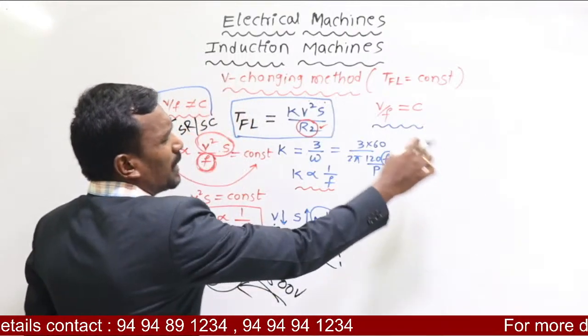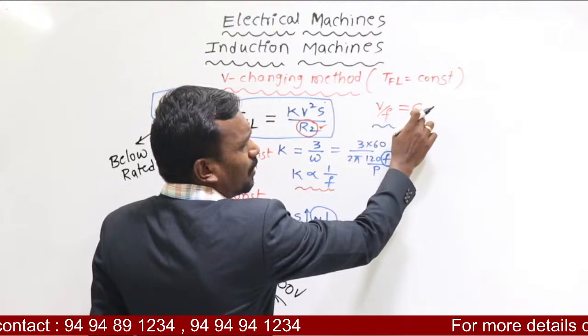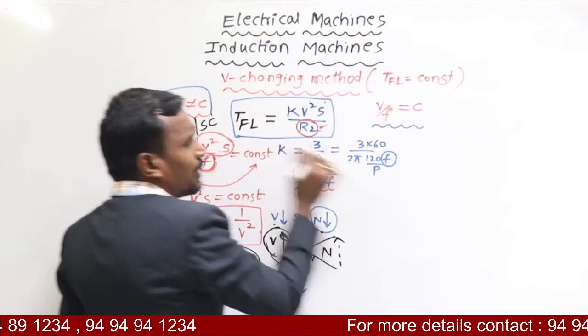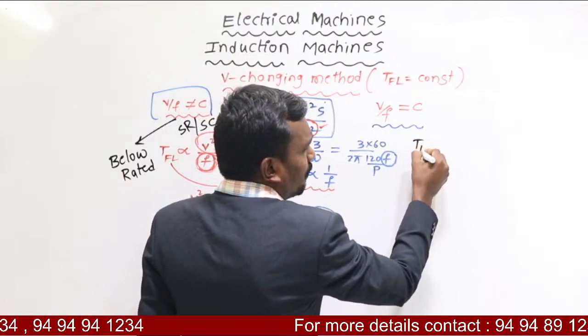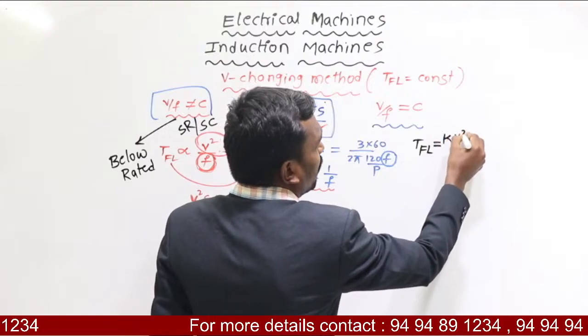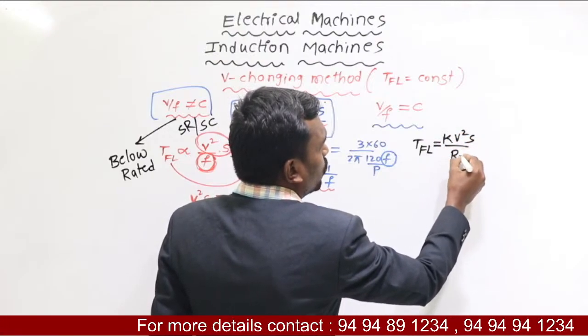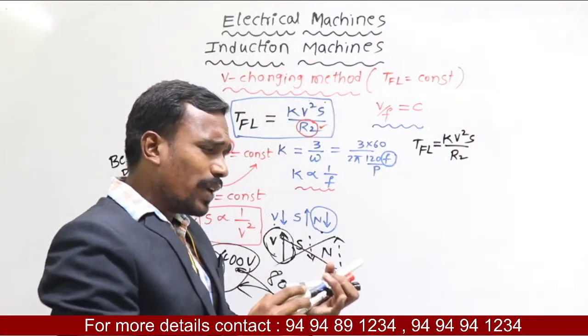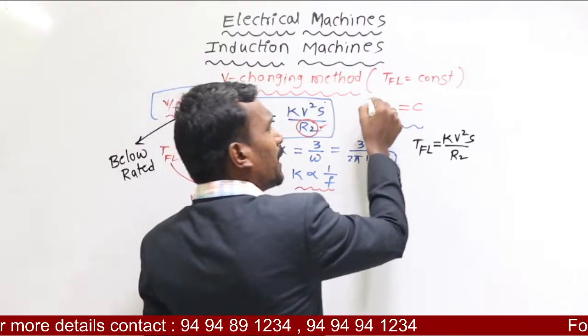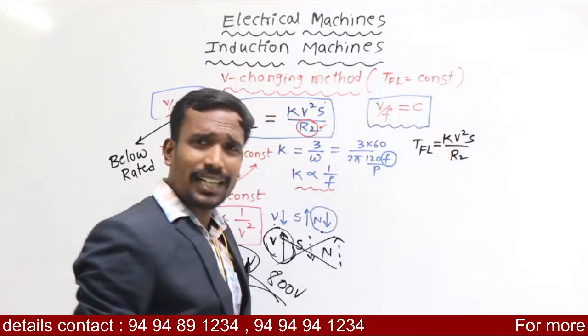Let's see, it's very simple. With V by F ratio constant, the full load torque should be constant. What is the formula for full load torque? Full load torque is equal to kV square S by R2. Here we are changing only voltage. Of course, we have to maintain frequency also constant.